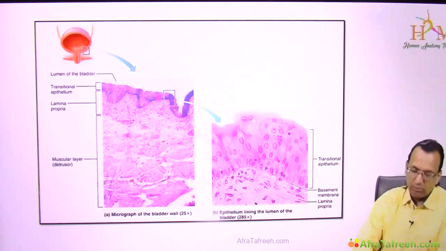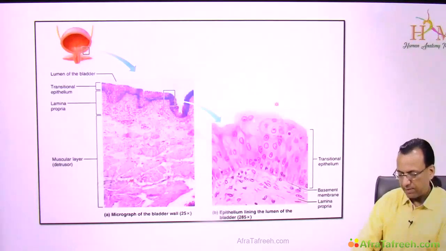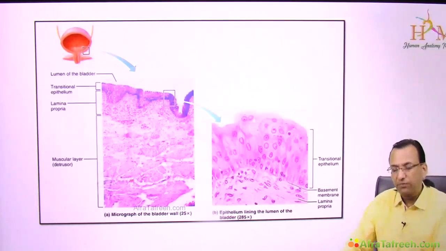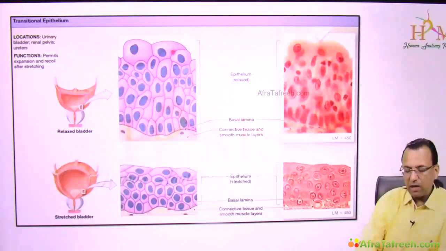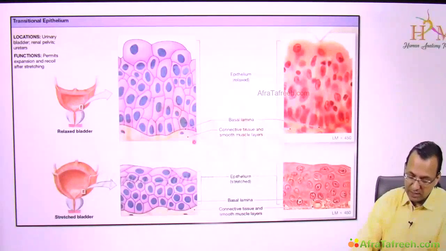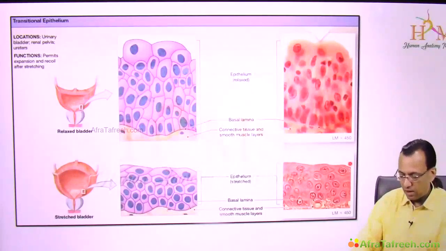And as you magnify, you will see this is the epithelium. Let us still magnify it, the urothelium. As you magnify it, you will find that the cells towards the lumen are quite large cells, and they are called umbrella cells.